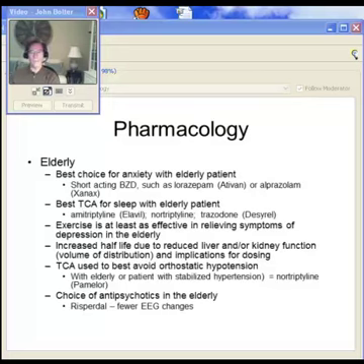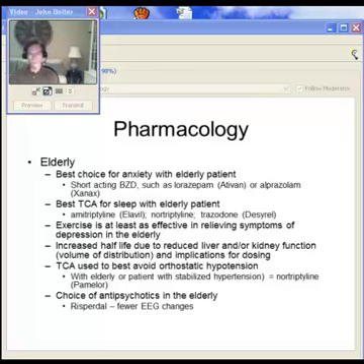All right, where are we? Increased half-life due to reduced liver and kidney function, volume of distribution issues in the elderly, and implications for dosing. TCA used to best avoid orthostatic hypotension: with elderly or a patient with stabilized hypertension, nortriptyline (Pamelor) is a good drug for them. It just depends on whether they have a heart condition. That's what you'd have to watch for.